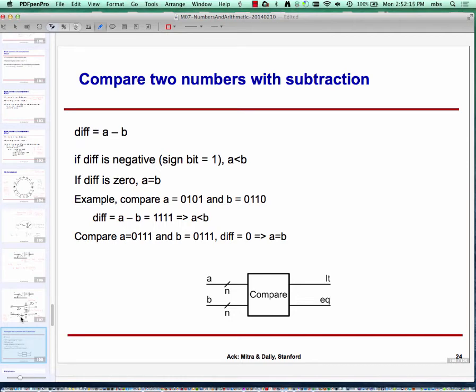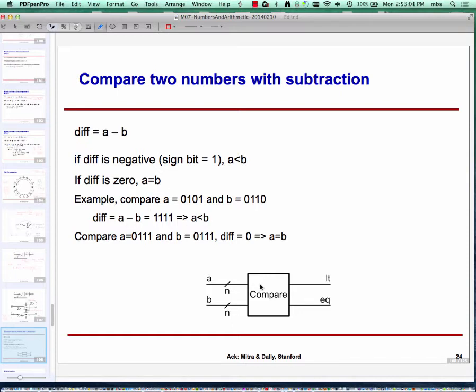Okay, so now once we have an adder, we have a subtractor. Once we have a subtractor, we can do other kinds of things. I can compare numbers. Comparison is nothing but subtraction, right? If I want to ask, is A greater than B? That's another way of saying, is A minus B positive? And A minus B being positive, in 2's complement, simply refers to whether the upper bit is 0. If the upper bit is 0, it's a positive number. If the upper bit is 1, then it's a negative number. So if A minus B, which we call diff, is negative, then A is less than B. Otherwise, if diff is 0, A is equal to B, and so on and so forth.